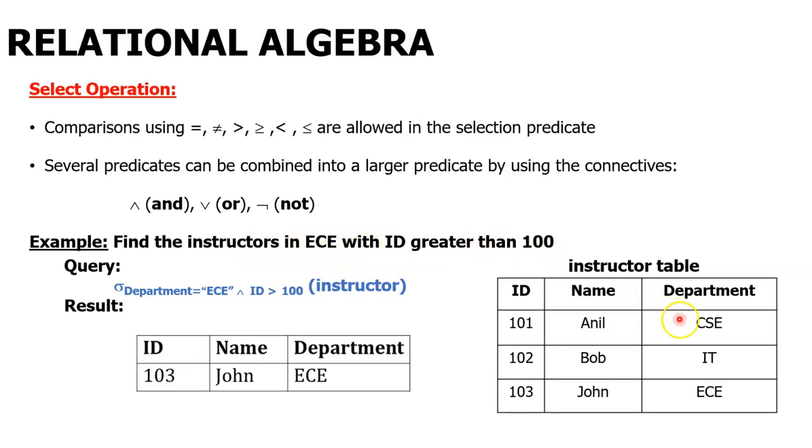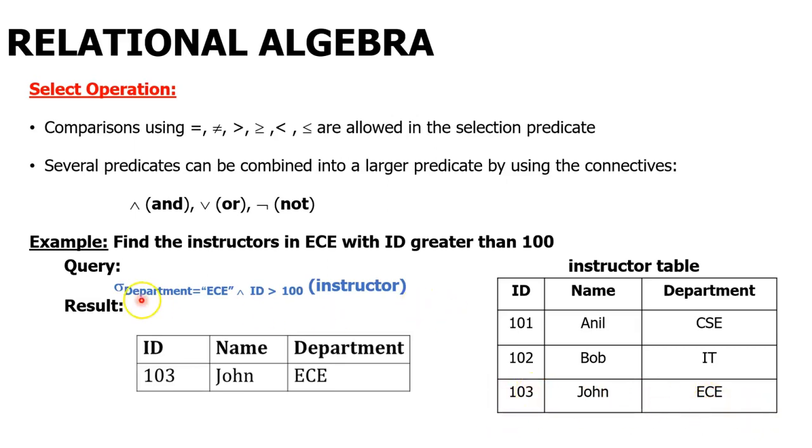When I go and select, first my condition is the instructor should be in the ECE department. Yes, this particular row belongs to the ECE department, and it should also satisfy that the ID should be greater than 100. Yes, the ID is greater than 100, which is 103. So I want this particular row to be displayed.